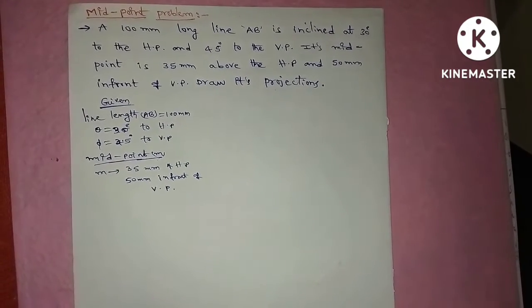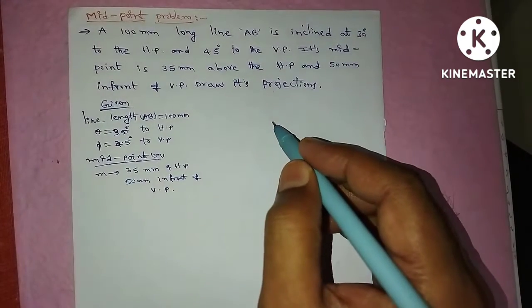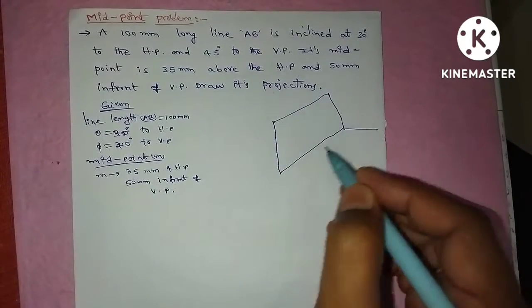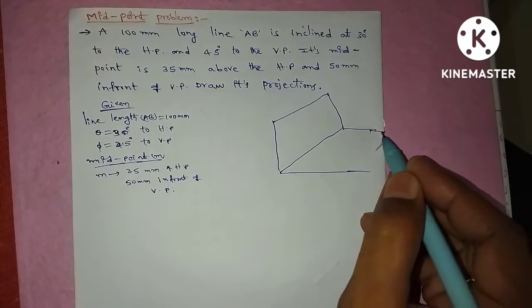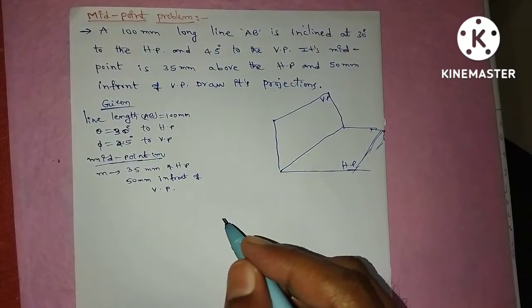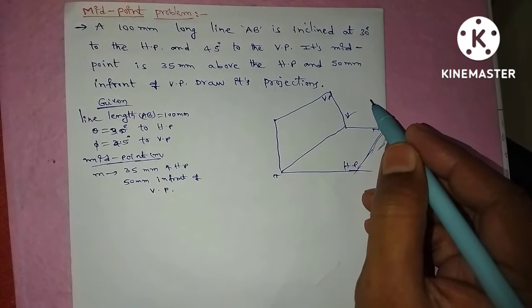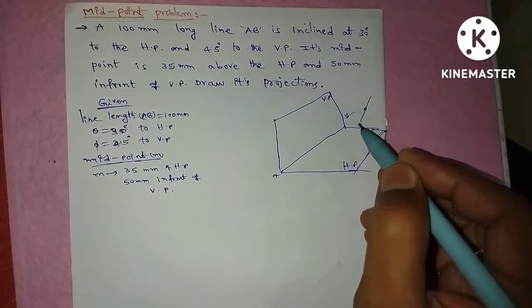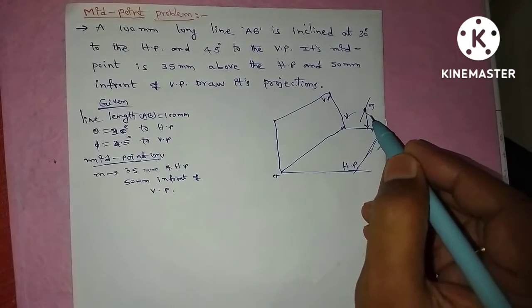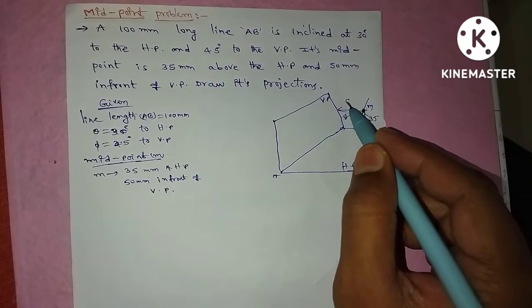So in this case, we have to draw the HP and VP reference planes, that is HP, VP and the XY line. For this, first consider the midpoint: how much it comes above the XY line and how much below the XY line, based on above HP and in front of VP. First locate the midpoint instead of the end.